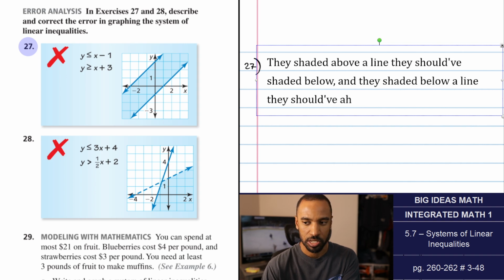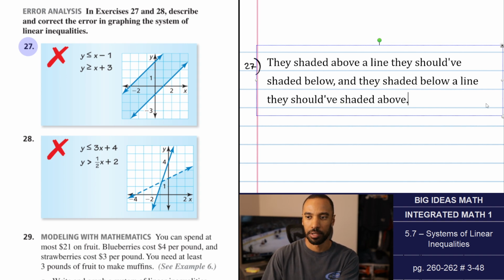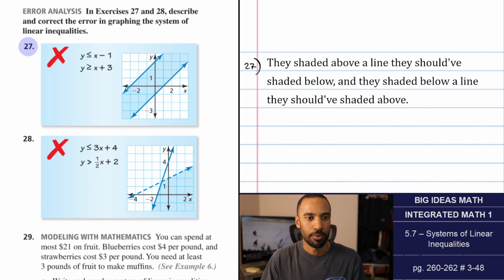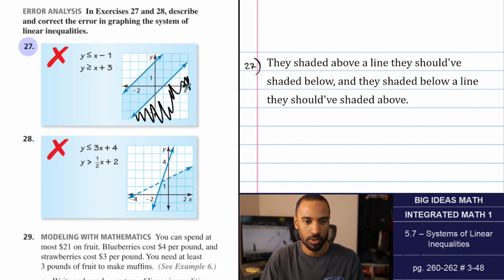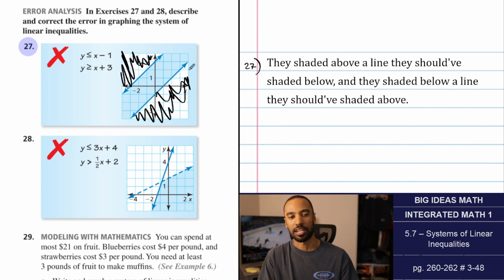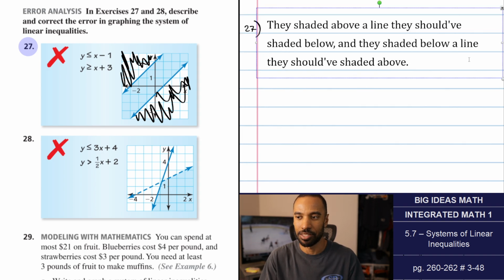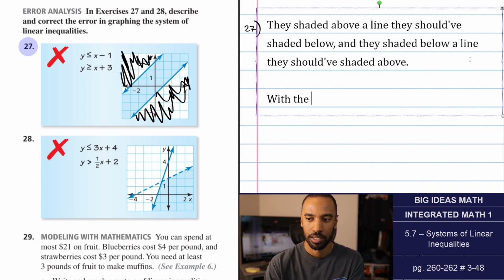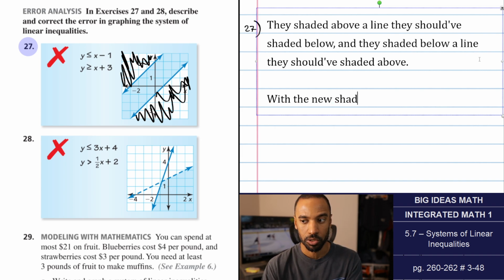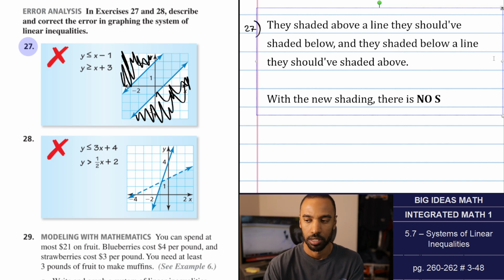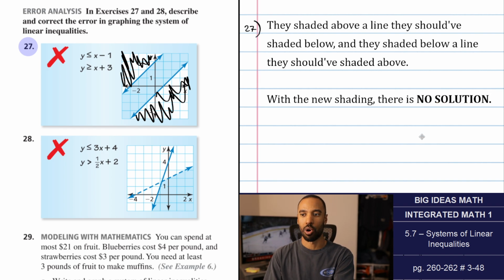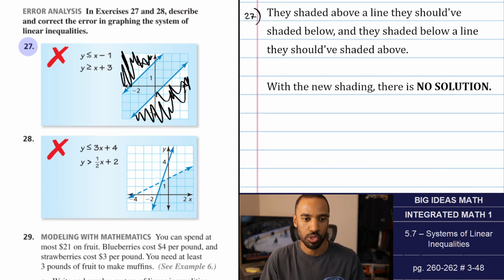Now, this is me saving myself a little bit. I'm not going to redo it. I will state that because y is less than or equal to x minus 1, that's this line here. I could tell by the y-intercept. The slopes are the same, so we should have shaded below because of the less than or equal to. This one says greater than or equal to x plus 3, we should have shaded above. Because that shading would be there, there is no overlapping shaded region. So the only thing I'm going to state on this is, with the new shading, there is no solution. Keep that in mind, because there's no overlapping shaded region, there's now no solution to this.